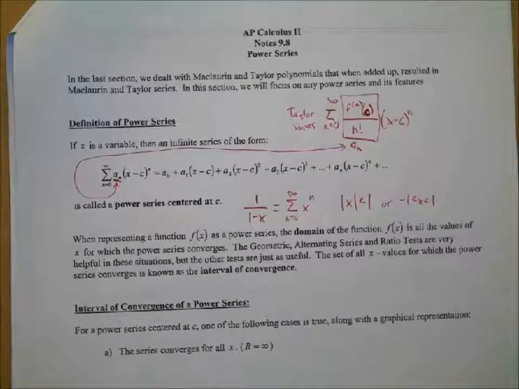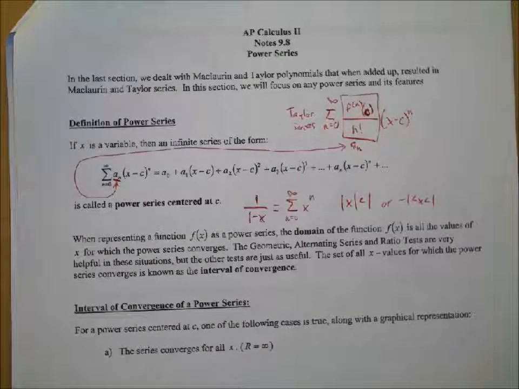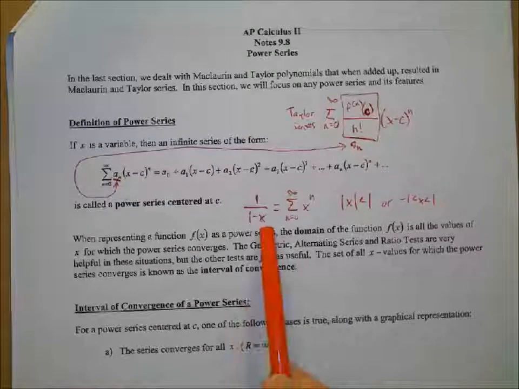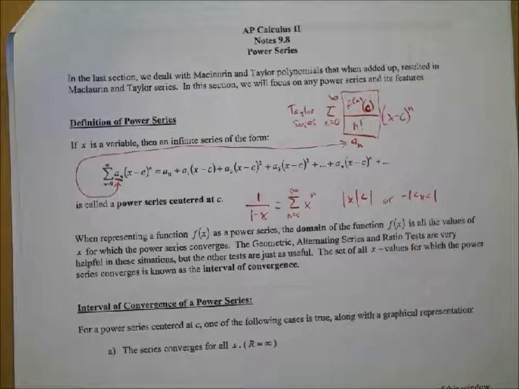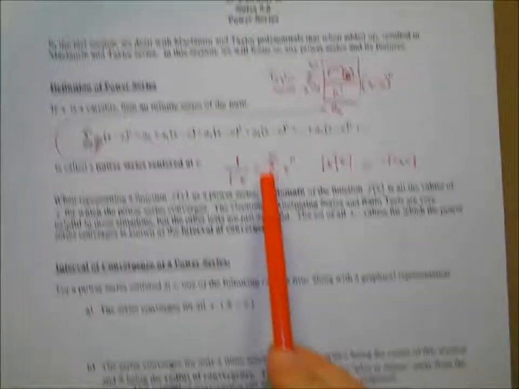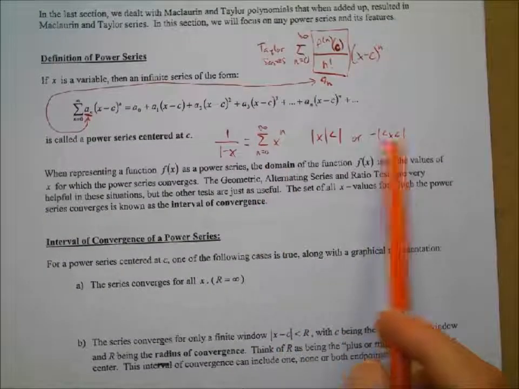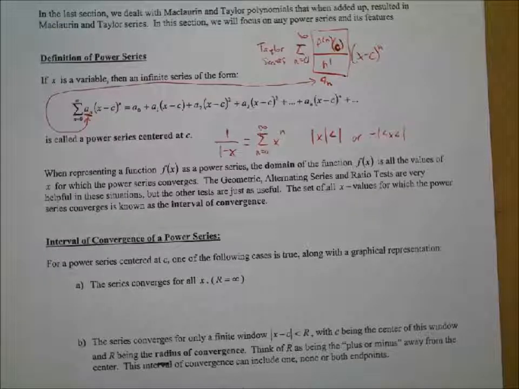And so this series only converges to 1 over 1 minus x if the absolute value of x is less than 1, or -1 less than x less than 1. So the geometric, alternating series, and ratio tests are very helpful in these situations, but other tests can also be just as useful. The set of all x values for which the power series converges is known as the interval of convergence. So in this particular case of the geometric series, the interval of convergence is -1 to 1. So that's the idea there.